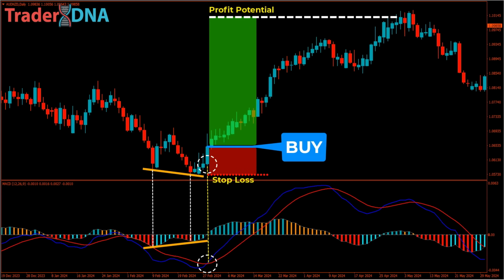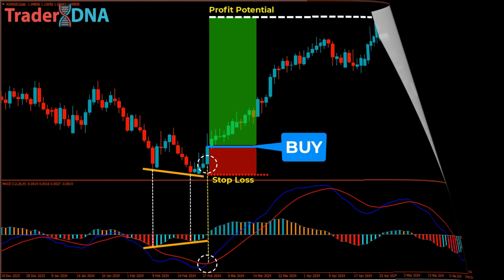Now that we've covered all the essential components and uses of the MACD indicator, it's time to put this knowledge into practice. In the upcoming sections, we'll go over some practical examples that demonstrate how you can effectively trade using the MACD. These examples will help you see the MACD in action, allowing you to gain a clearer understanding of how to apply it in real market scenarios. So, let's get started and unlock the full potential of the MACD indicator together.